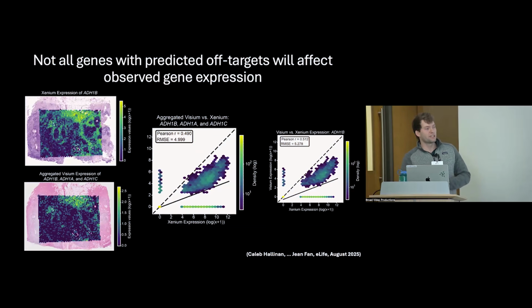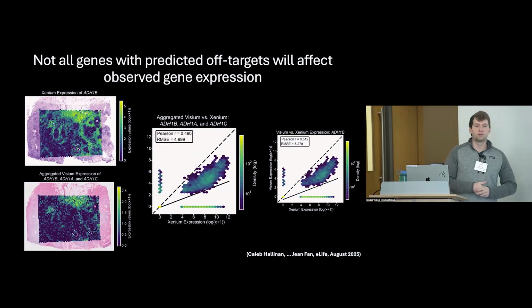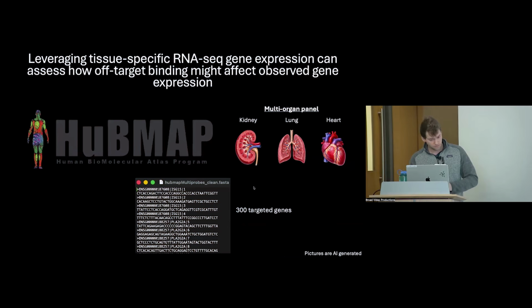So in this case, let's say you have your own Xenium experiment and you run your probe sequences through our tool opt, and you find that maybe it has like 10 off targets, okay? But you don't have any orthogonal technologies to check to see if those off targets are important or will affect your observed expression in Xenium. Well, to answer this question and to help scientists figure this out, so that way they're not freaking out if they find that there's off targets in their data set, we can leverage tissue-specific RNA-seq gene expression to assess how off-target binding might affect observed gene expression.